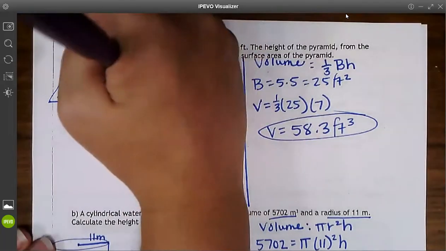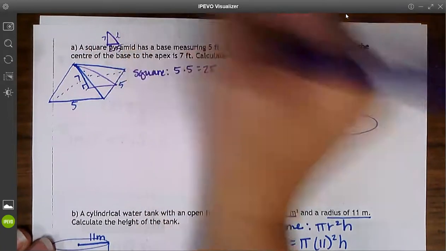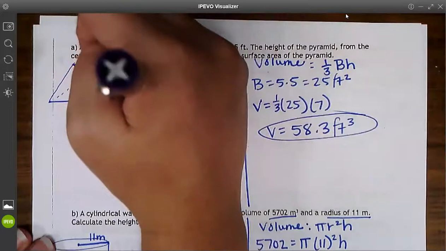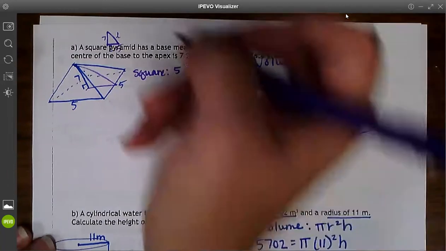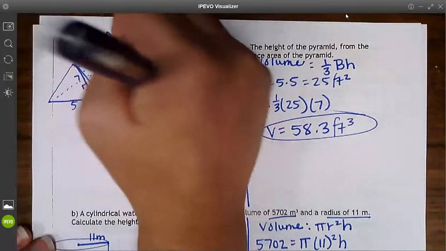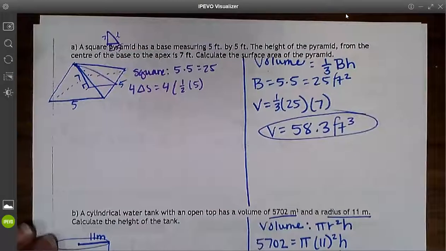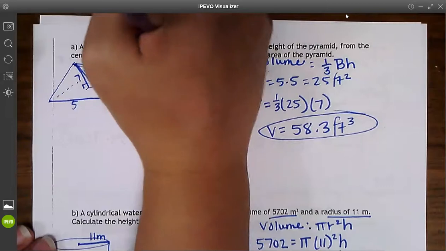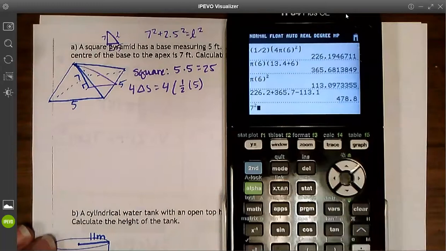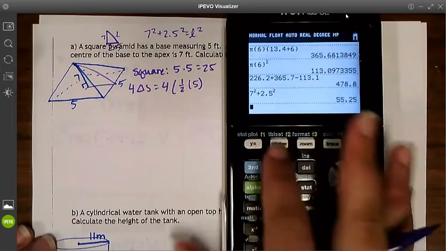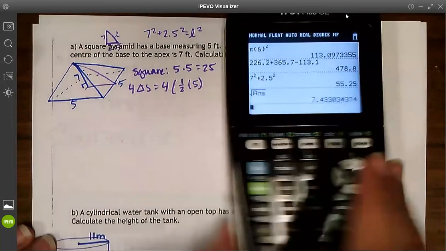So I have my square face, which is 5 times 5, or 25. But then I have my triangles, and I have 4 of them because it's a square pyramid, so they all have the same base and height. So I have 4 triangles, which is going to be 4 times 1/2 times the base, which is 5, but we have to find that height. So 7 squared plus 2.5 squared equals my slant height squared. Take the square root of that, and you get 7.4.